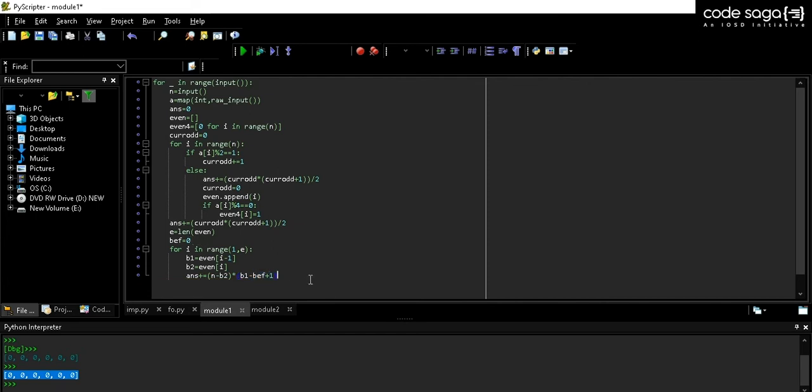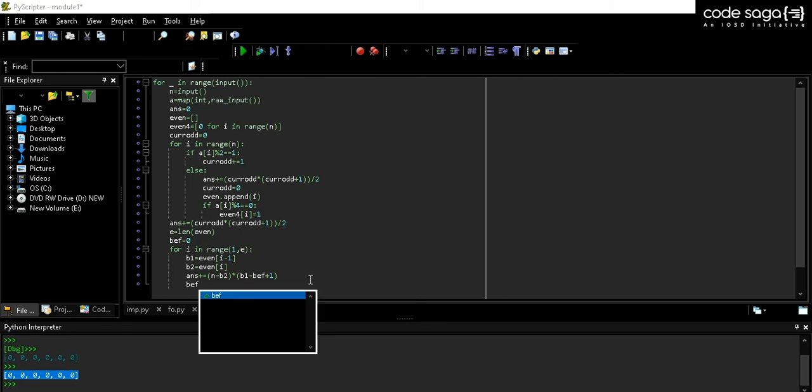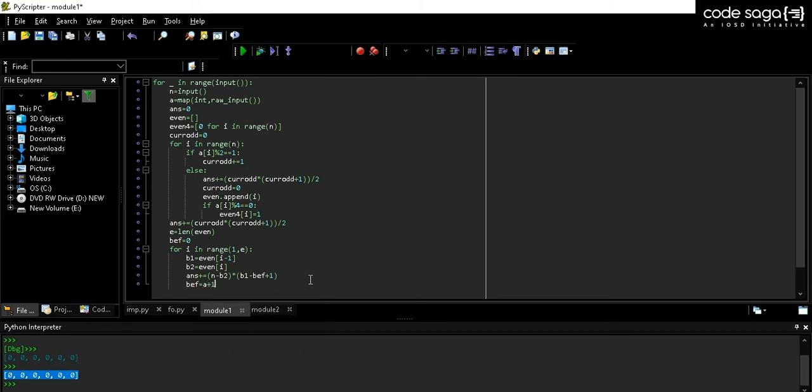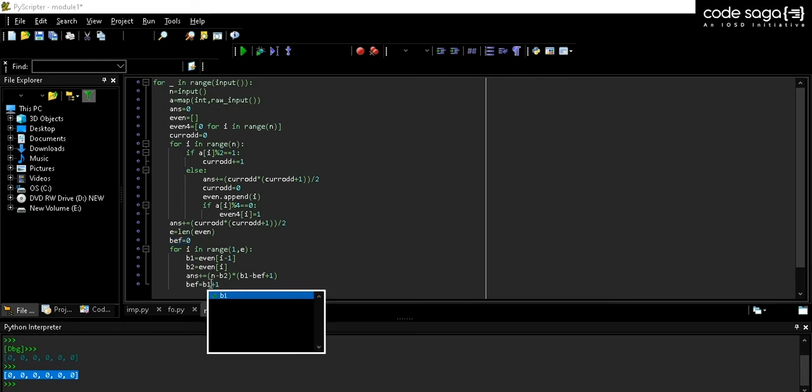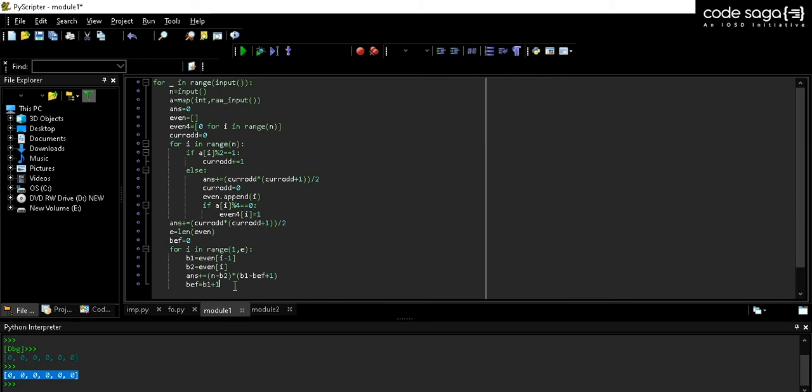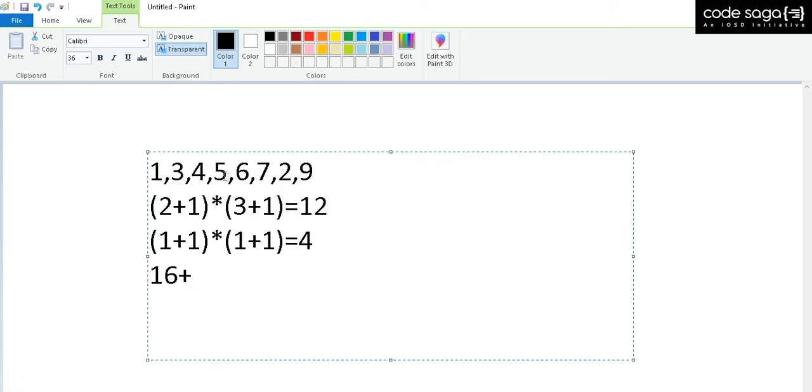Initially bef is 0, but next time we'll make before bef equal to a plus 1. A here is actually, sorry, b1. So we'll make it equal to b1 plus 1. So that will be as we'll have here in the 4 1, we'll have it as here. So it will only consider till 5, which will be 4.